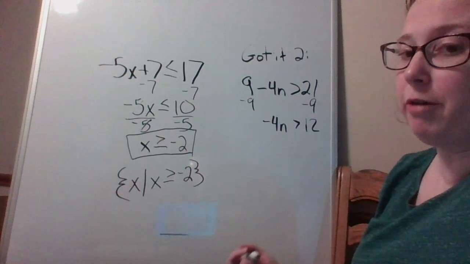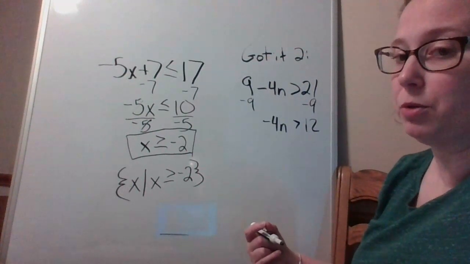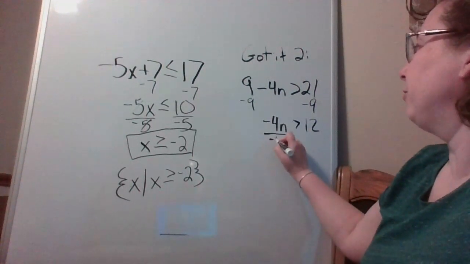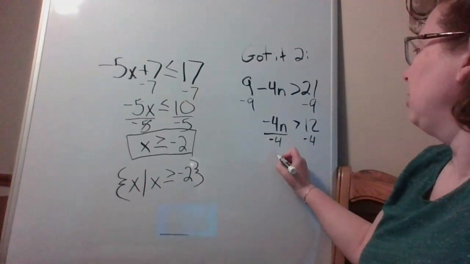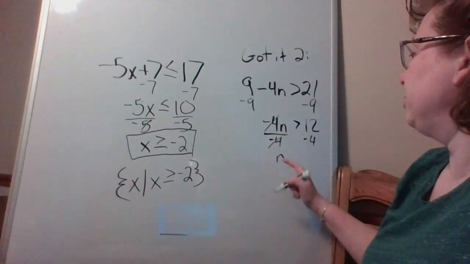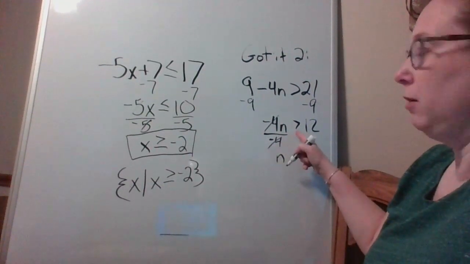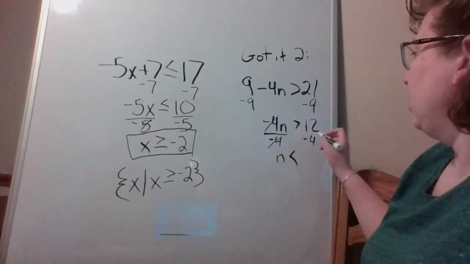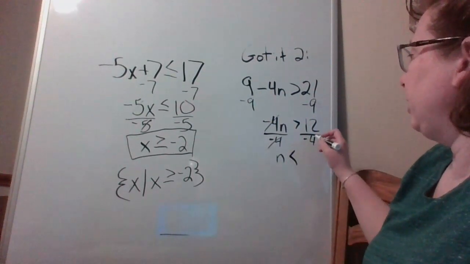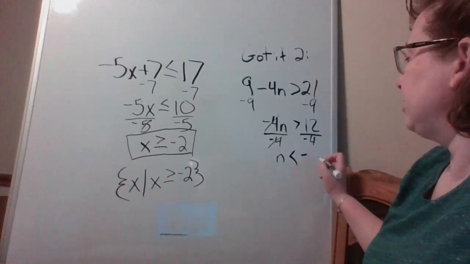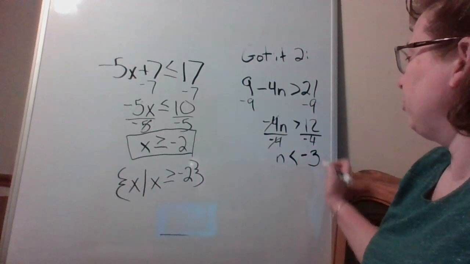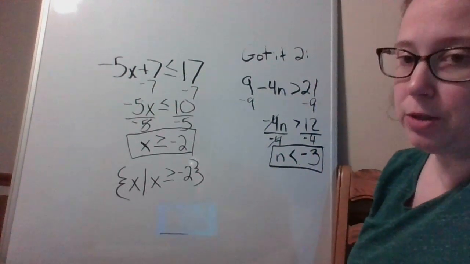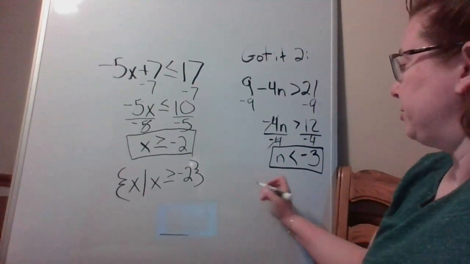Remember, we are about to divide by a negative number, so that means we have to flip our inequality. If we're dividing by -4, those cancel out so that we just have n. Gotta remember to flip your inequality. And dividing over here, positive divided by negative is negative. 12 divided by 4 is 3. So here's our solution, and we're now going to write that in set builder notation.